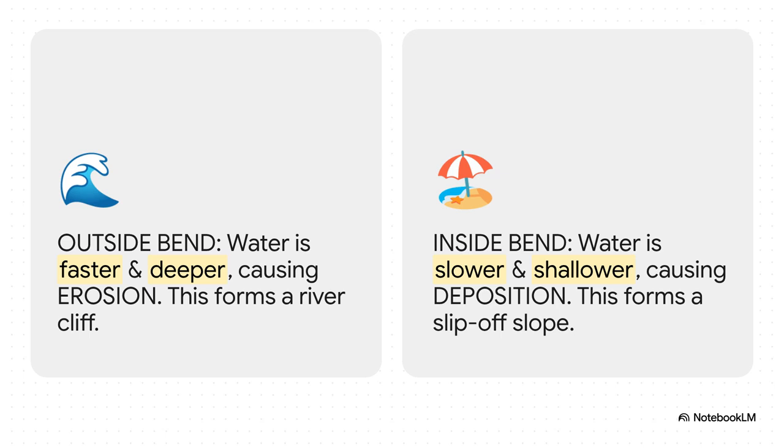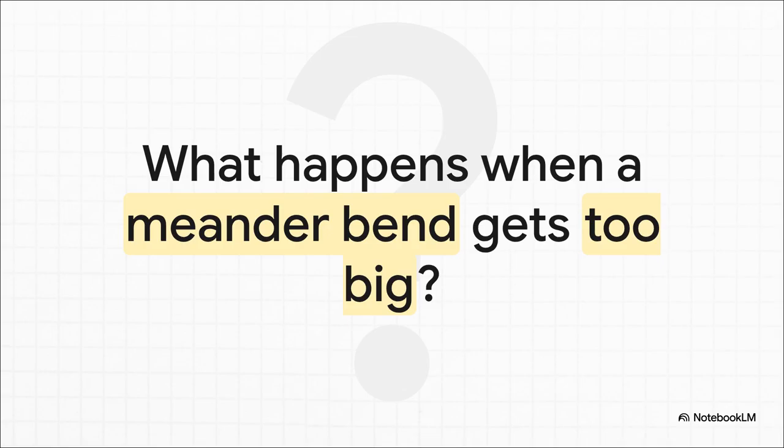But on the inside of the bend, the water has a shorter trip, so it slows right down. It loses energy and drops all the sand and gravel it's carrying, which builds up a gentle, sloping beach called a slip-off slope. So you have this process, eroding the outside, building up the inside, that makes the meander bend get bigger and wider, more and more C-shaped over time.